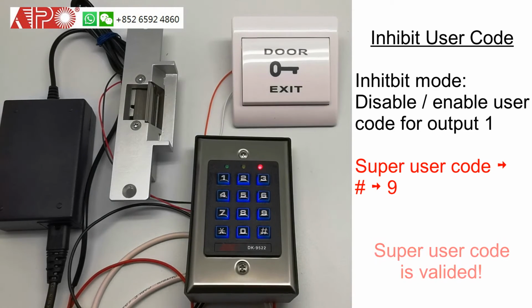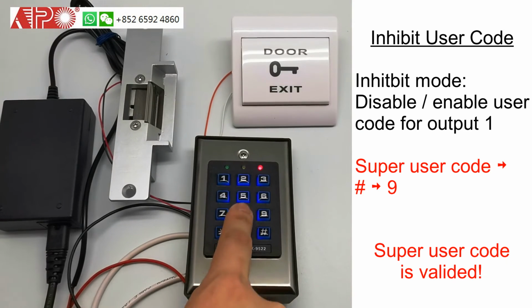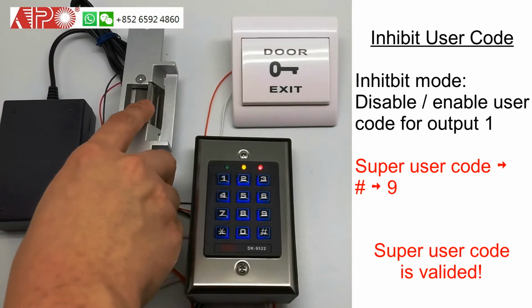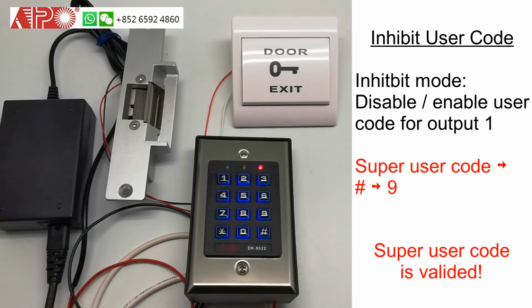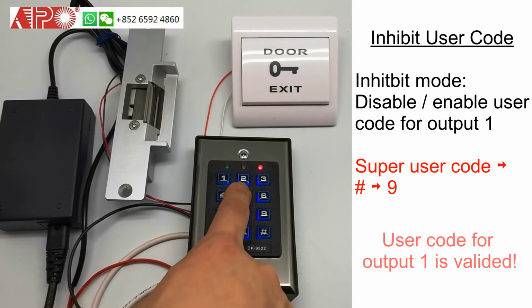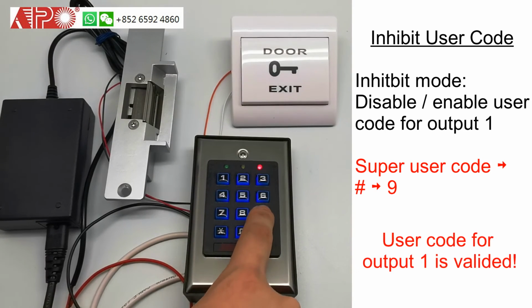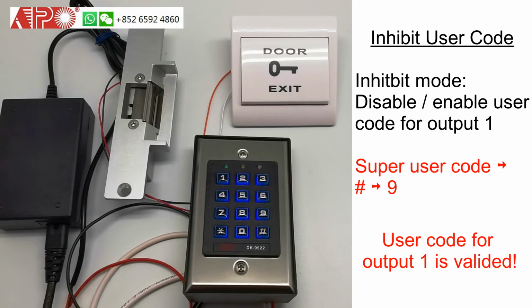But end user can use the super user code pound 1 to unlock anytime. To disable the inhibit mode for user code, press super user code pound 9 again. Now the user code is valid again.